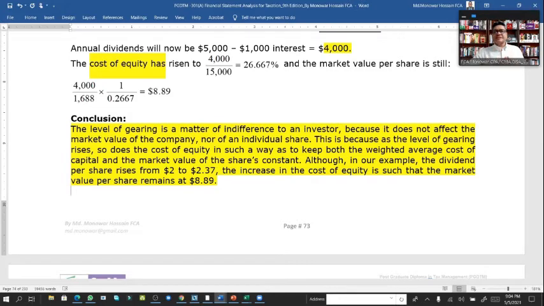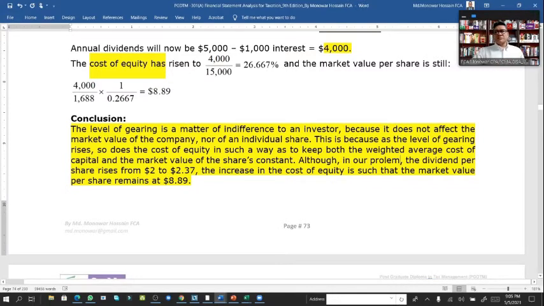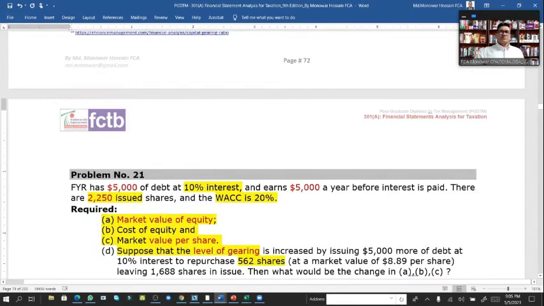This is because as the level of gearing rises, the cost of equity rises in such a way as to keep both the weighted average cost of capital and the market value of the shares constant. Although in our problem the dividend per share rose from 2 to 2.237, the increase in the cost of equity is such that the market value per share remains at $8.89. So we solved this problem.